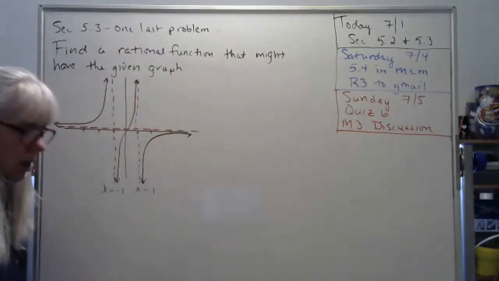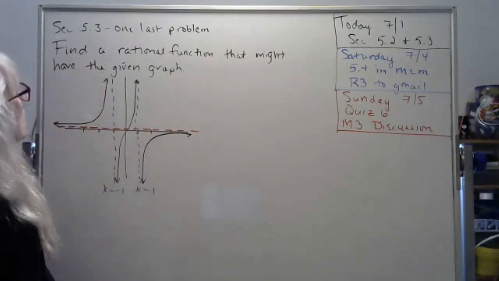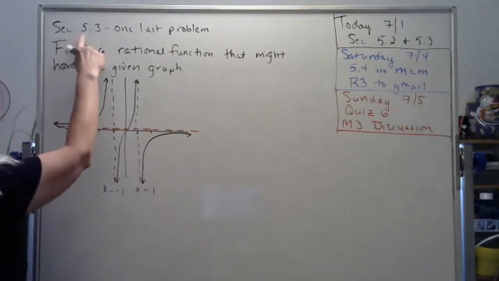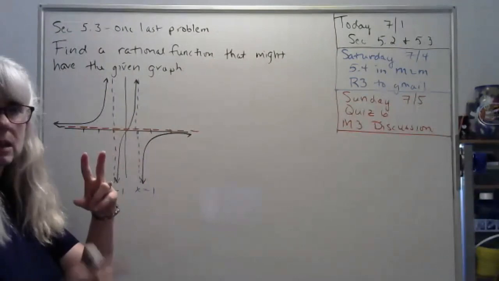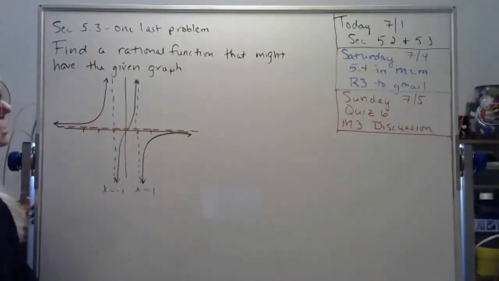But what I want to do is a go backwards problem from yesterday, which I forgot to do. We just didn't get there. So this is out of section 5.3. You're going to have 2 of these at the end of the homework for that section. So we want to find a rational function that might have the given graph.